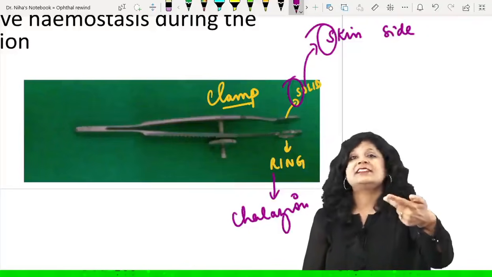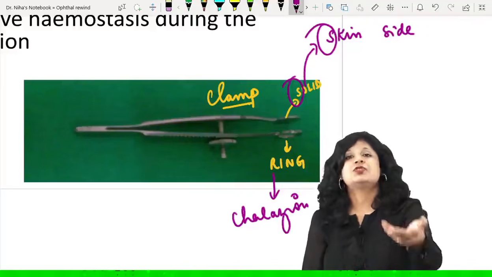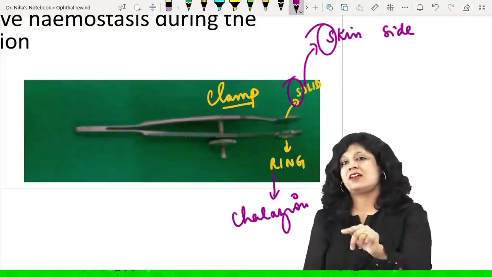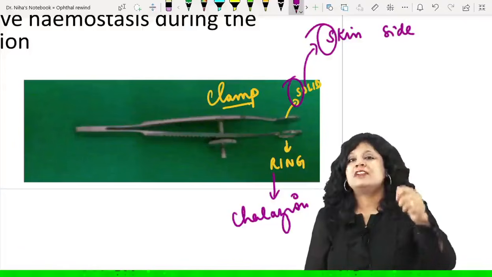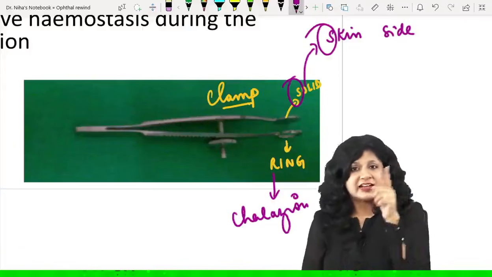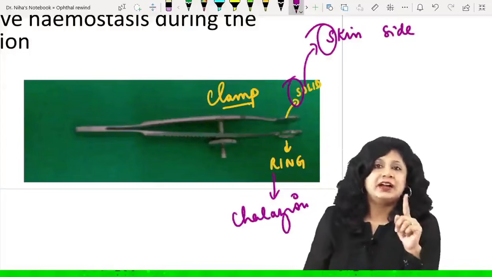Towards the conjunctival side, we give a vertical incision so that I can prevent the cutting of the meibomian ducts, and then after giving the incision, I will scoop out the contents. So, I have a clamp and I have a scoop, both are different.